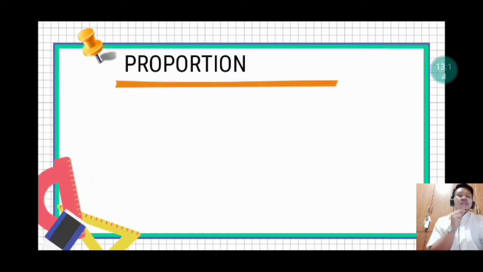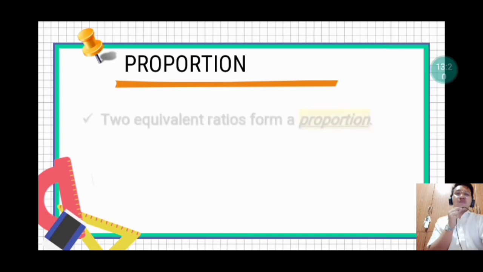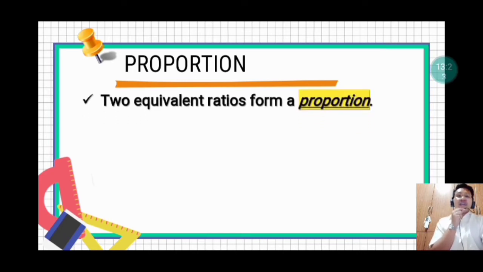So now, let us discuss the proportion. Alright? So when we say proportion, two equivalent ratios form a proportion. So ibig sabihin, class, kapag meron tayong dalawang ratios na kapag sinimplify natin is magkapareho yung sagot, ibig sabihin, proportion yon. Okay? Matatawag natin na proportion ang dalawang ratio if they have an equal result. Okay? If they have simplified. Okay?